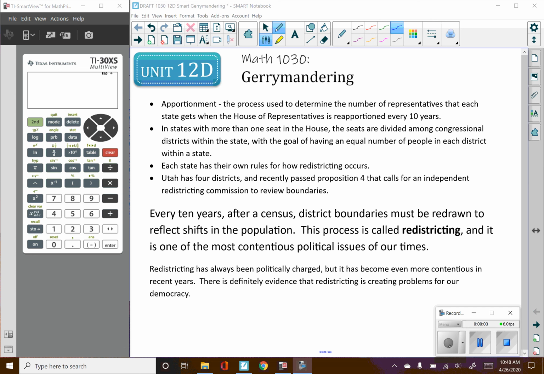Hello, Math 1030. This is our last lesson, 12D, and the topic is gerrymandering. So last time we talked about apportionment.